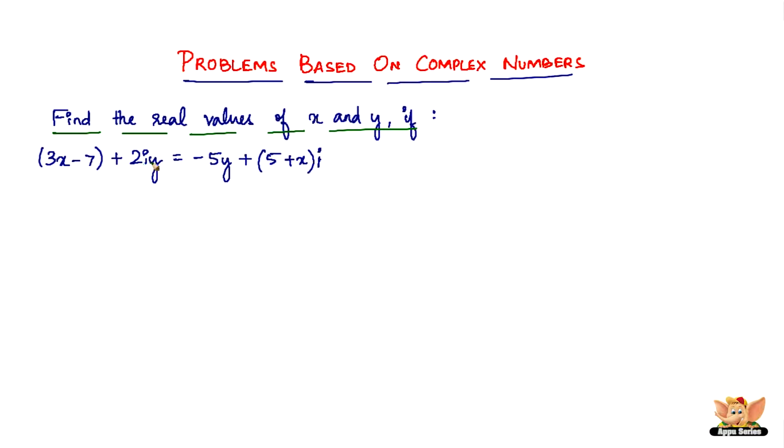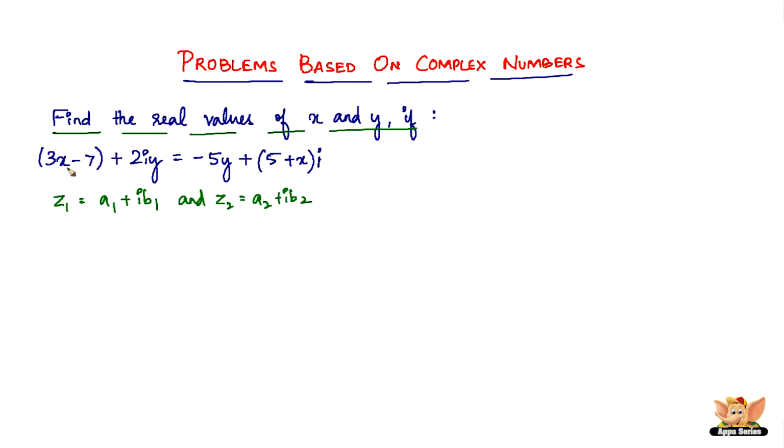If you recall from one of the previous videos, if we have two complex numbers, say for example, z1 equals a1 plus ib1 and z2 equals a2 plus ib2, z1 and z2 are said to be equal if a1 is equal to a2 and b1 is equal to b2. So in this case, all we have to do is just equate the real parts and equate the imaginary parts. That's all we have to do.